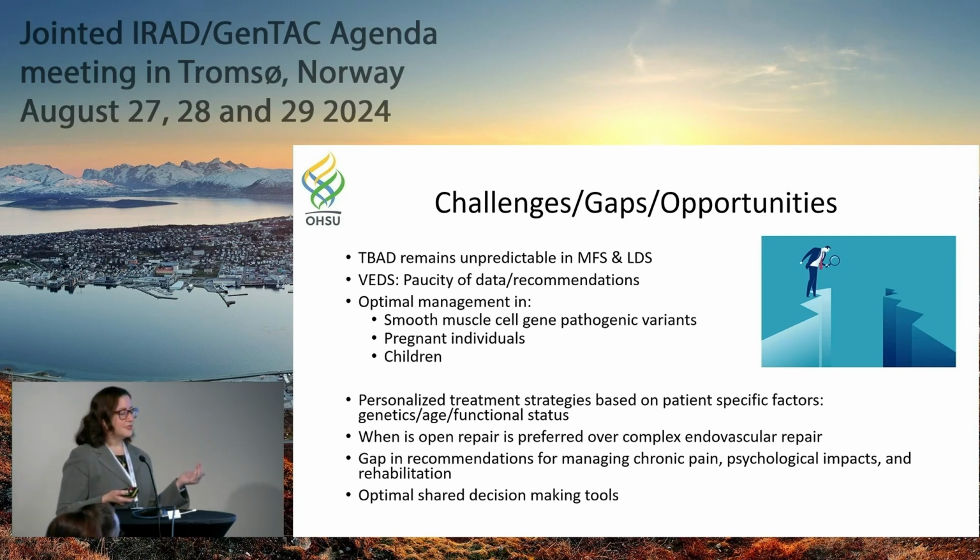The other thing is type B dissection remains unpredictable, and Loeys-Dietz and Marfan syndrome, we know they're at risk, but it's unpredictable. Frequently, it's not preceded by aneurysmal degeneration, so we do see that. We just can't predict it. Vascular EDS, there's plenty of room in that arena.